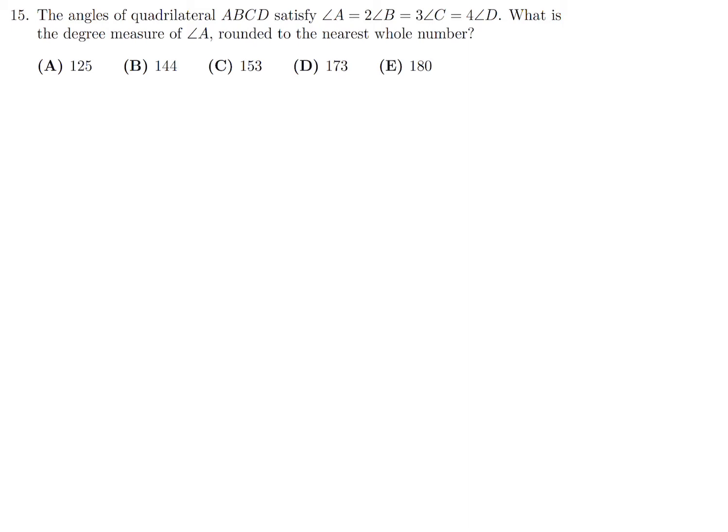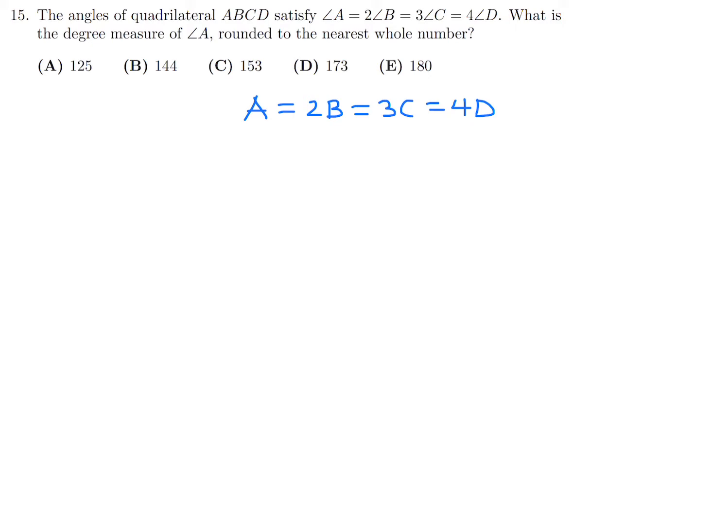The angles of a quadrilateral ABCD satisfy angle A is equal to 2B is equal to 3C is equal to 4D. What is the degree measure of angle A rounded to the nearest whole number? So we have A is equal to 2B is equal to 3C is equal to 4D. So let's get everything in terms of one variable.